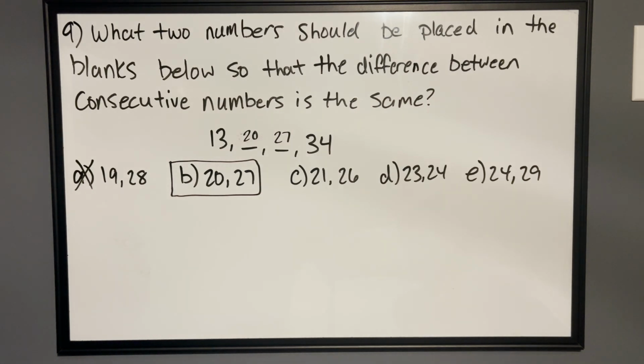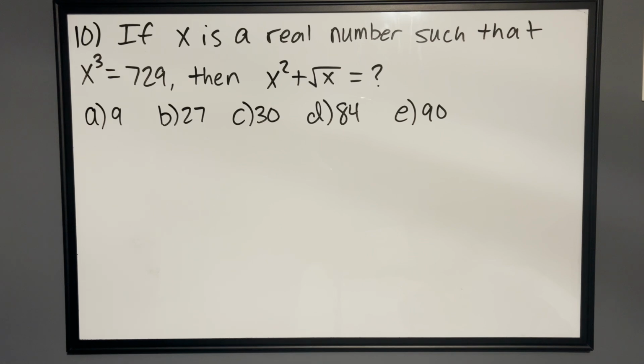Let's move on to question number 10. Okay, so here is question number 10. It says if x is a real number such that x cubed equals 729, then x squared plus the square root of x is equal to what? So this question looks really tough at first glance, but in reality it is not.